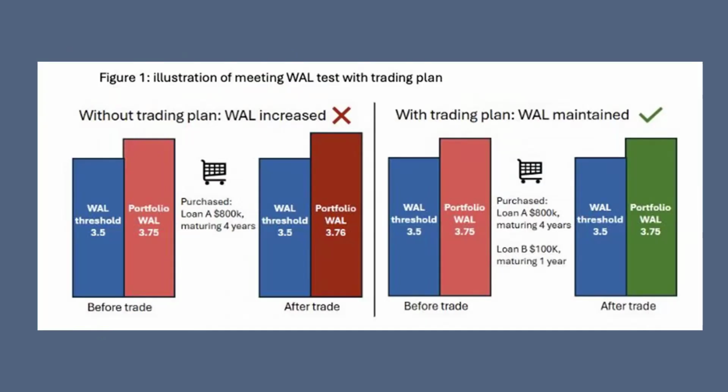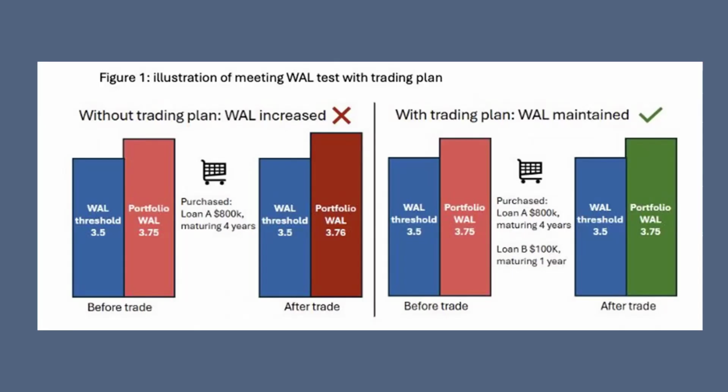So say before your trade, a lot of hypotheticals are also run before a trade is actually finalized to see if it is compliant within the portfolio and within the indenture, right? So let's say before the trade, the WAL threshold was 3.5, and we have a WAL of 3.75. So if we purchase loan A at 800K maturing in 4 years, our WAL is now 3.76, right? But if you take that same scenario, and on top of that we also buy a loan maturing in 1 year, we're going to lower our WAL and get back down to 3.75, right?